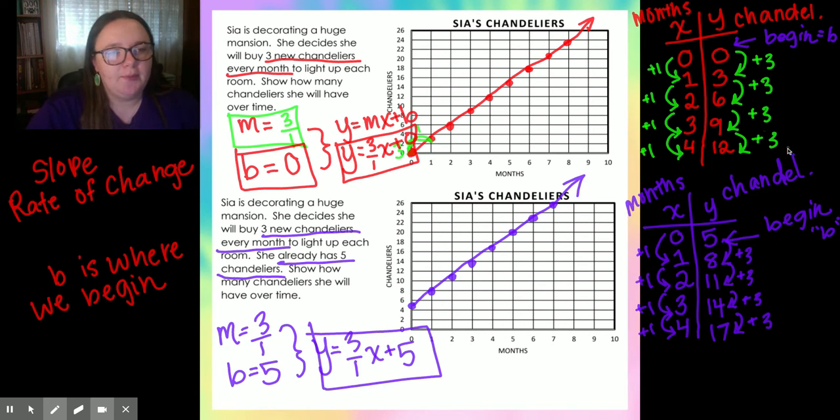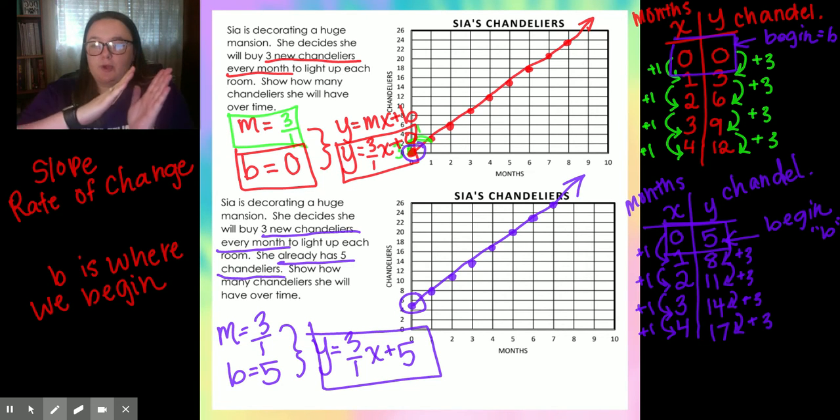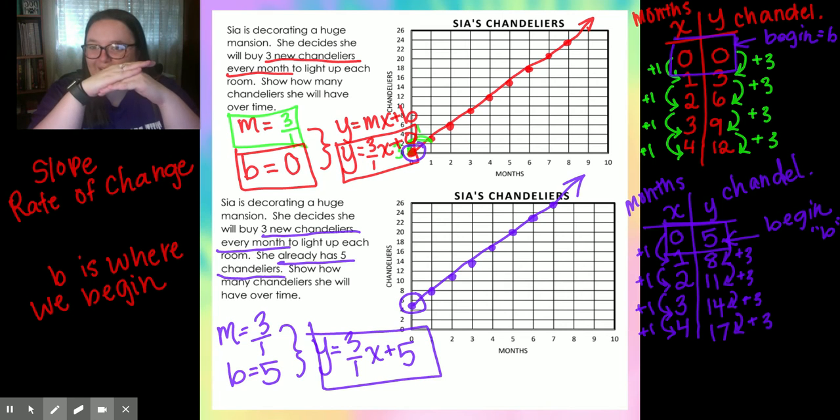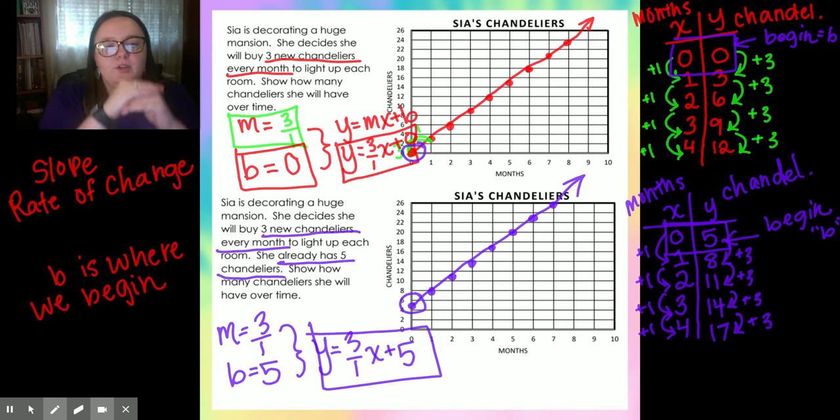It changed our table because our beginning point started at zero up here when she started with zero chandeliers, and now she's starting with five chandeliers, so now our beginning point is at five, and that is shown here in our graph. If you look at your beginning point right here, it's at five. If you look at your beginning point here, it's at zero. So both of these lines have the same slope, right? They're increasing by three every time, so they're both going up the same amount, but the one at the bottom started higher, right? So she started with a little bit more, but she's still buying the same amount every month.